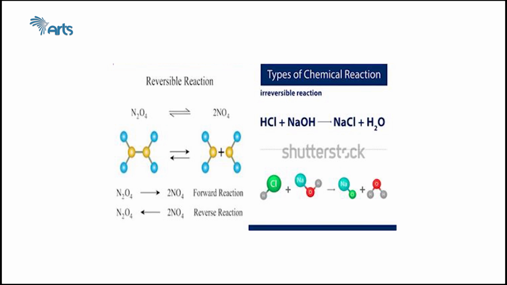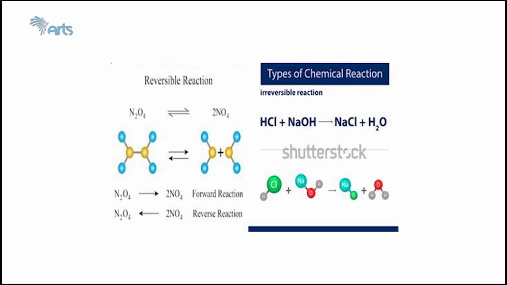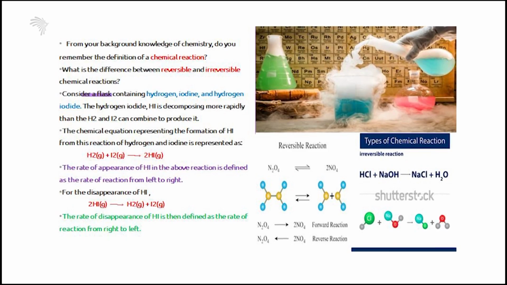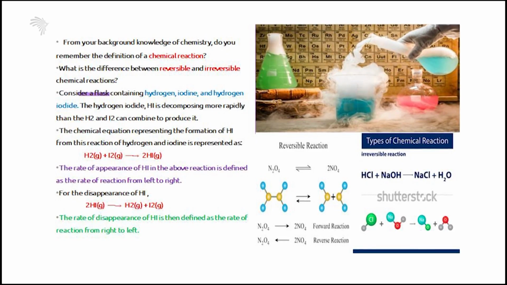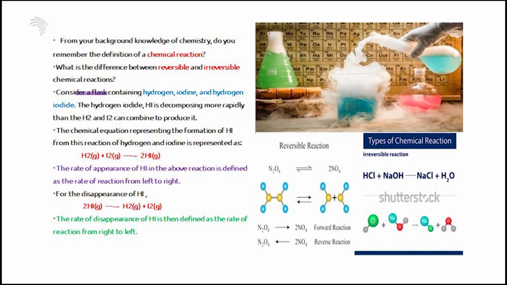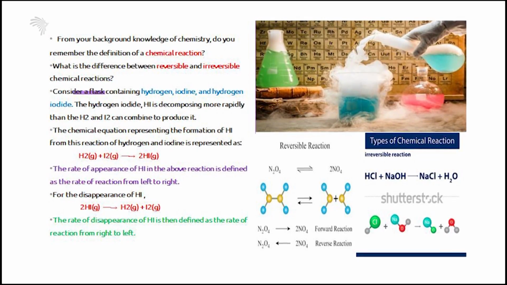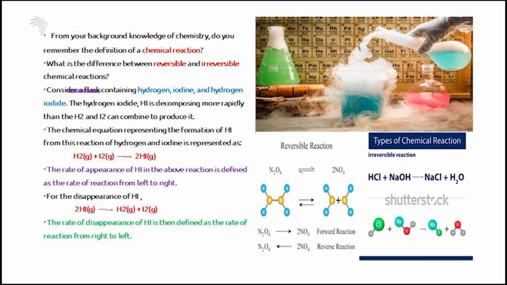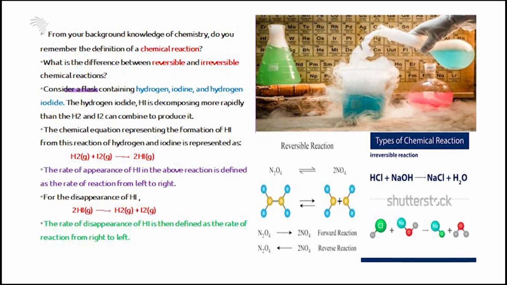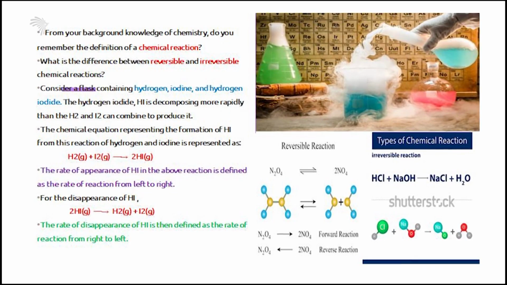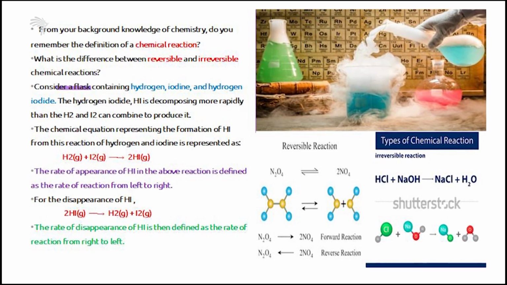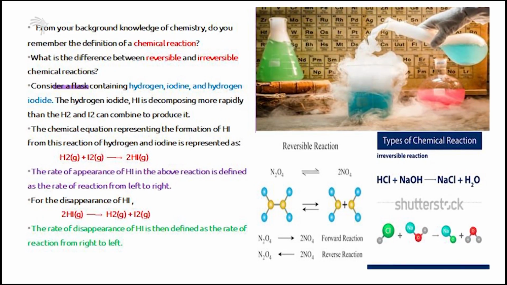So if your answer is yes, let's go through the clear distinction between reversible and irreversible types of chemical reactions. Irreversible chemical reactions can occur in only one direction. The reactants can change to the products, but the products cannot change back to the reactants. So whenever we have a chemical reaction which occurs only in one direction, we automatically consider it an irreversible type of chemical reaction.